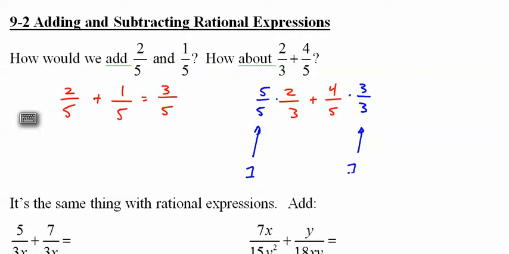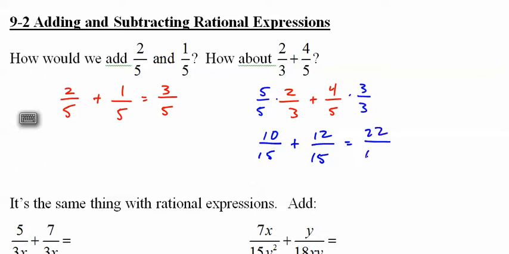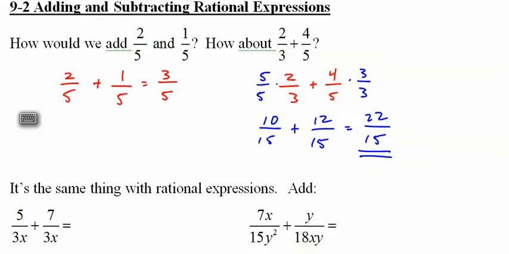We're not multiplying by some random thing. We're not just throwing a number on top and not a number on the bottom. We're multiplying by 1, which we are allowed to do. When we multiply by 1, we change it into an equivalent form. 10 over 15 is the same as 2/3. And the reason we did that is it gives us a common denominator. We're able to add them then. So 22 over 15 is the correct answer.